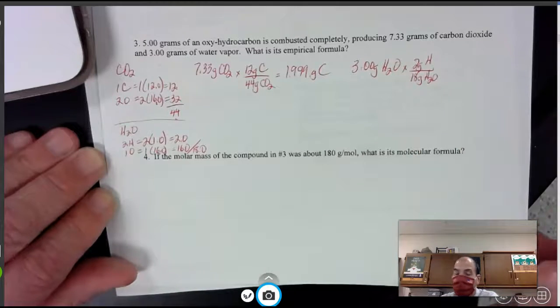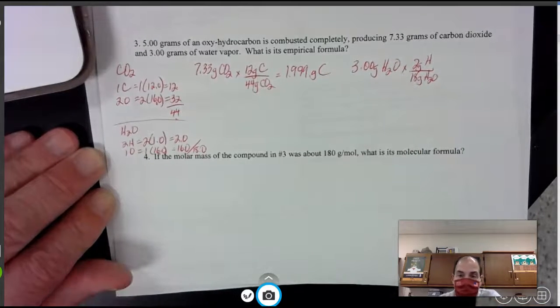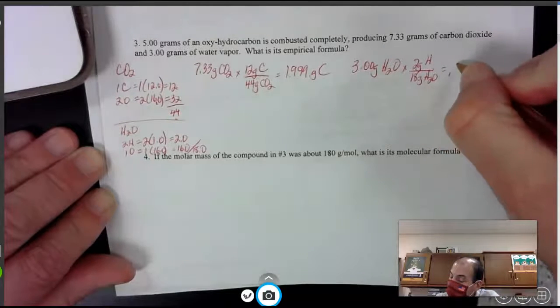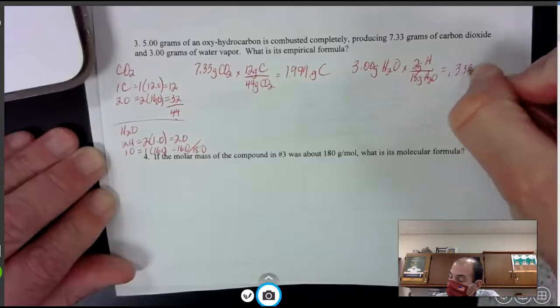Now again, you could simplify that down if you want. Let the calculator do it, is my thought. So now we just, again, multiply and divide, and we get around 0.333 grams of hydrogen.